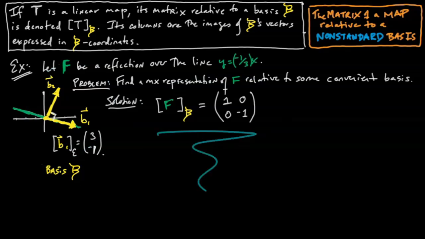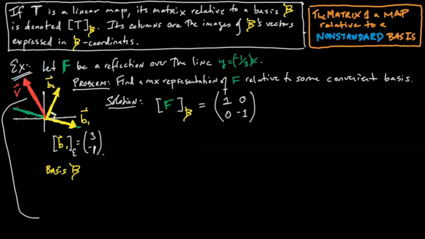And just to show how it works in practice, let's look at this vector, which I'll call V, and let's assume, as it looks, that V's B coordinates are minus 1, 1. We take one step in the negative B1 direction and one step in the positive B2 direction. Of course, if we reflect this vector over the given line, we're going to end up with something like this, which would be f of V, and it's pretty obvious that f of V's B coordinates would be minus 1, minus 1, because we'd have to take one step in the minus B1 direction and one step in the minus B2 direction.